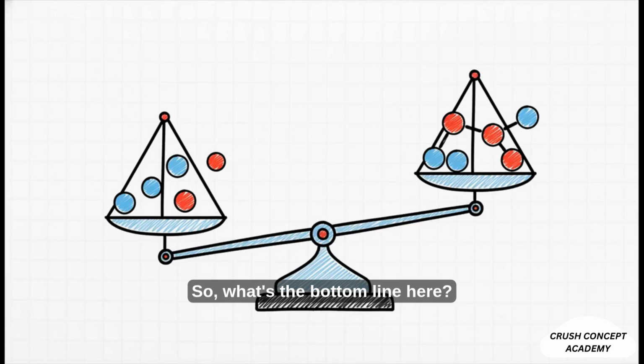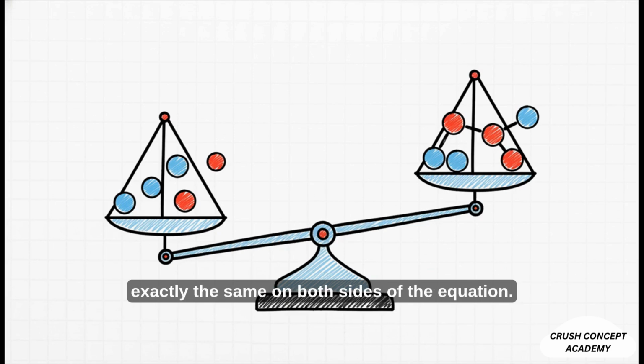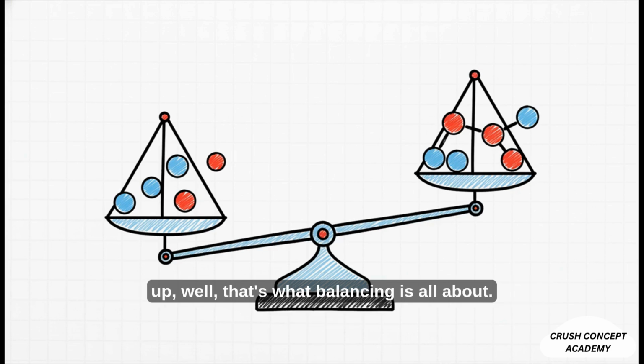So, what's the bottom line here? To follow this law, the number of atoms for every single element has to be exactly the same on both sides of the equation. That's it. That simple act of counting and making sure everything matches up, well, that's what balancing is all about.